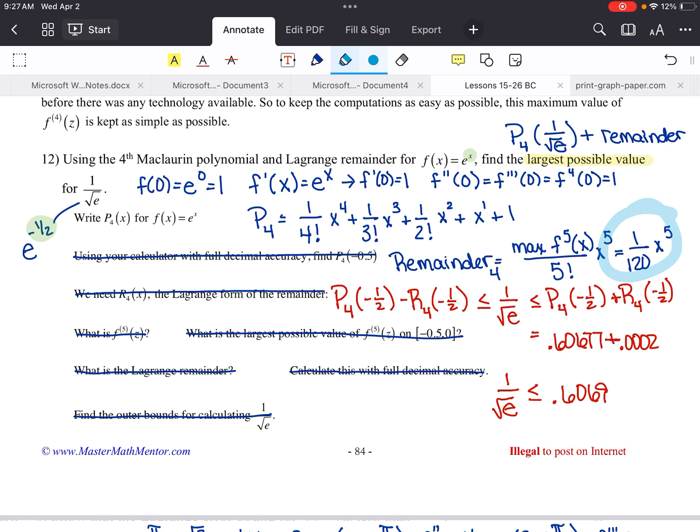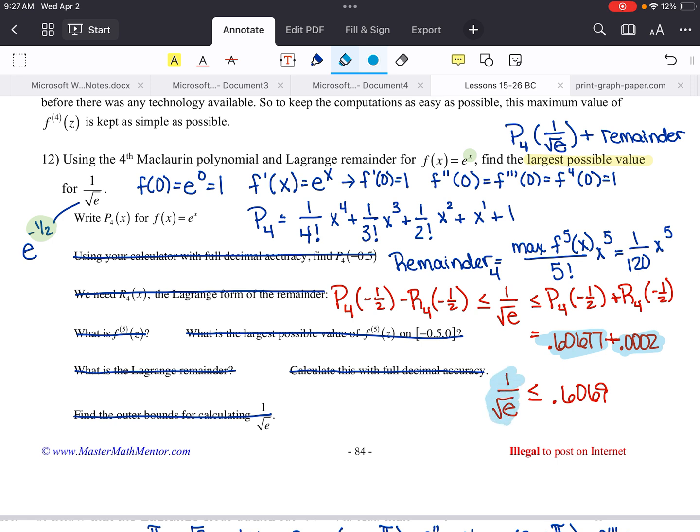So what is the error when x is negative 1/2? If I plug in 1 over 120 times negative 1/2 to the fifth, I get 0.0002. Technically negative, but it's always plus or minus. So my function told me that this is the answer. My error told me, okay, but it might be a little bit more than that for real. Our estimate's good, but our estimate might be off by 0.0002.